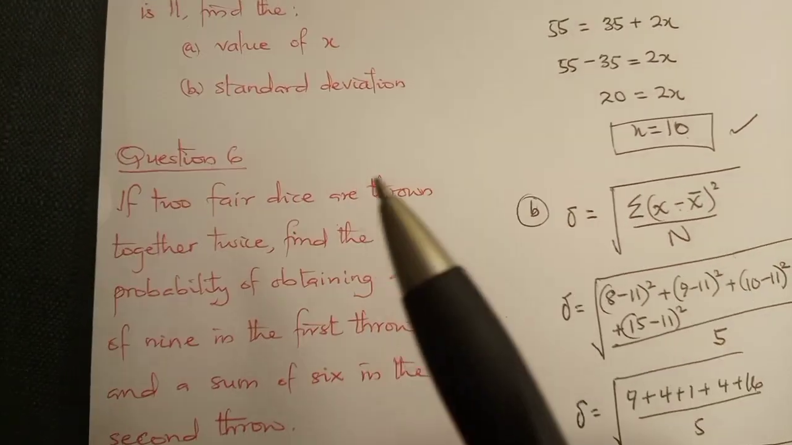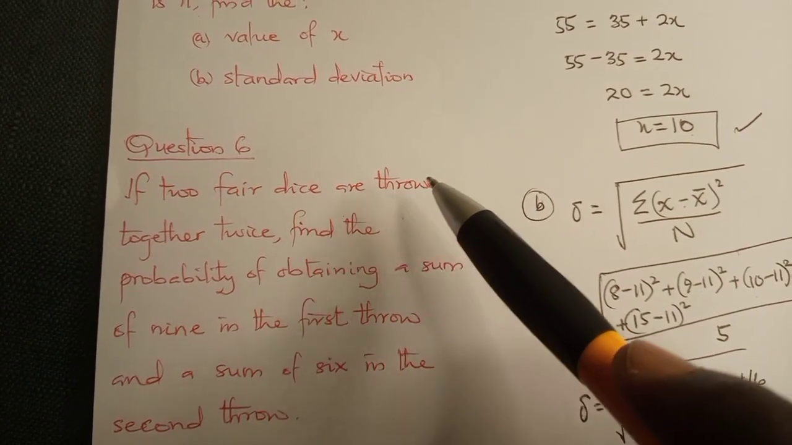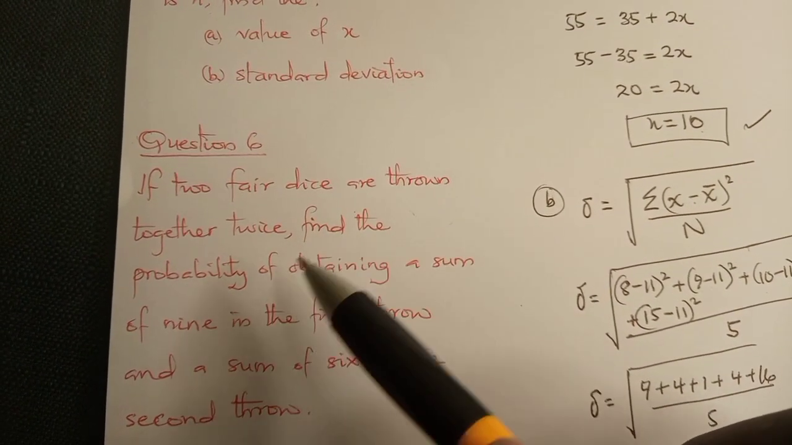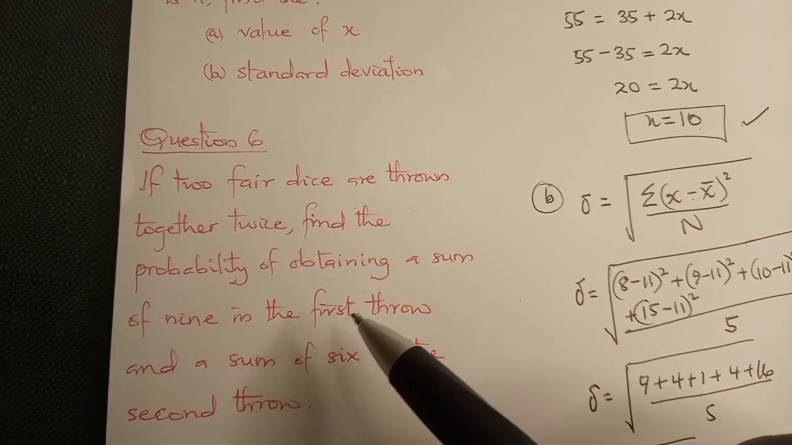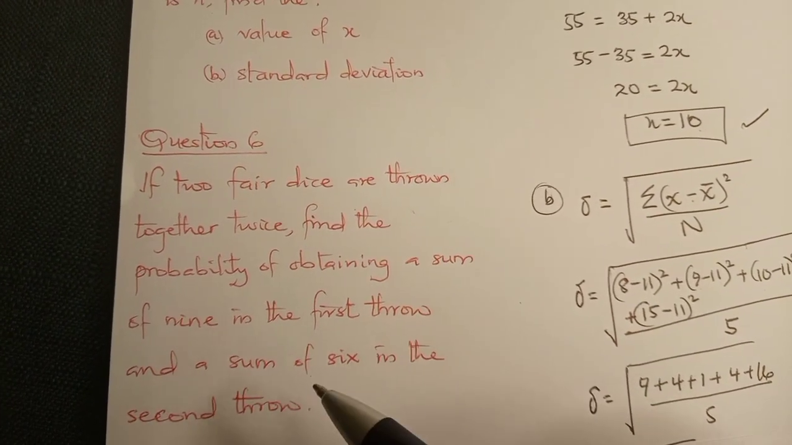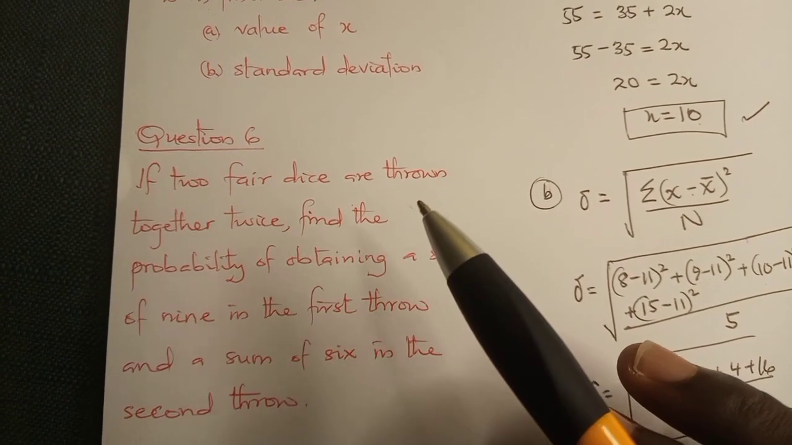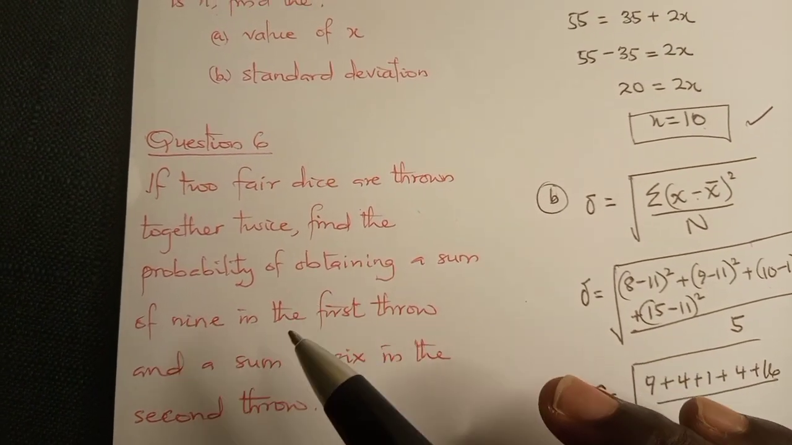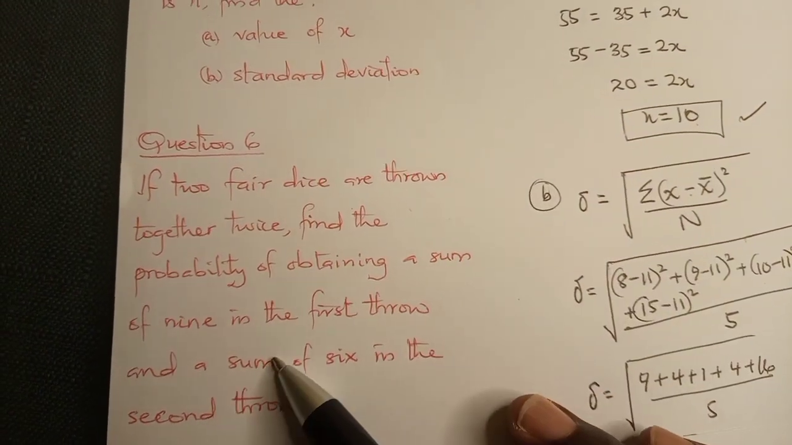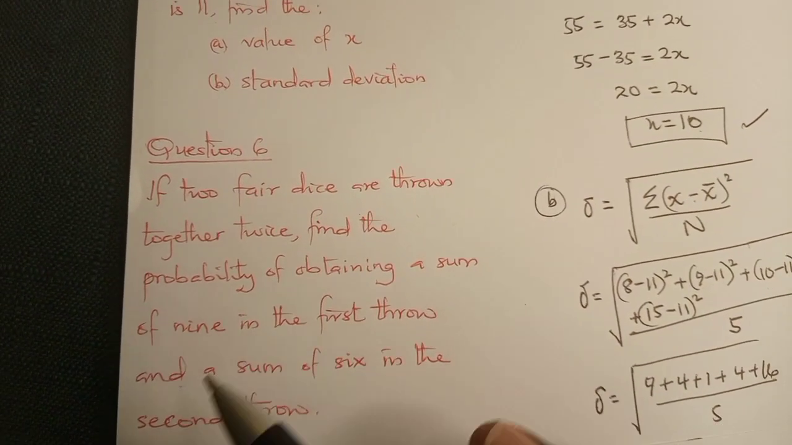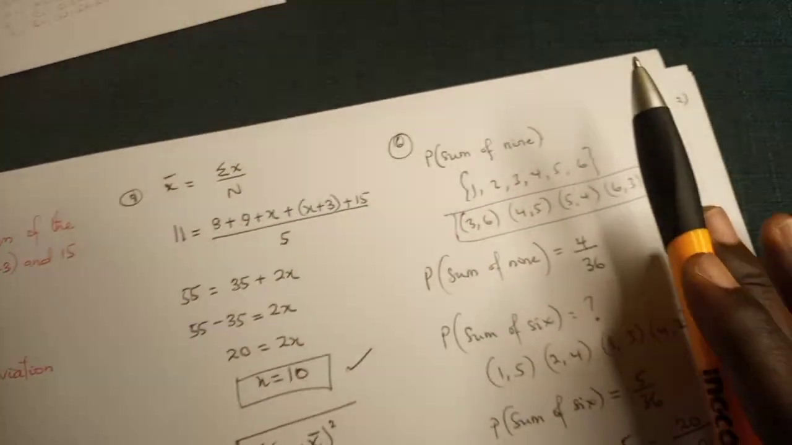Then question 6: if two fair dice are thrown together twice, find the probability of obtaining a sum of 9 in the first throw and a sum of 6 in the second throw. So we find the probability for the first throw, and the probability for the second throw, and we intersect because it's "and". So in this section, we need to multiply.